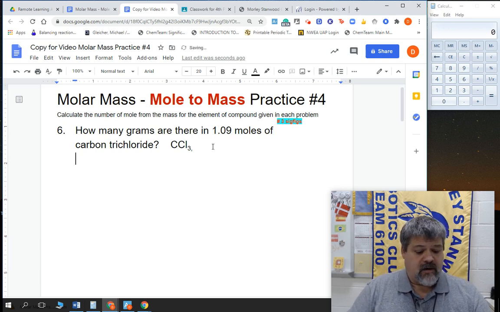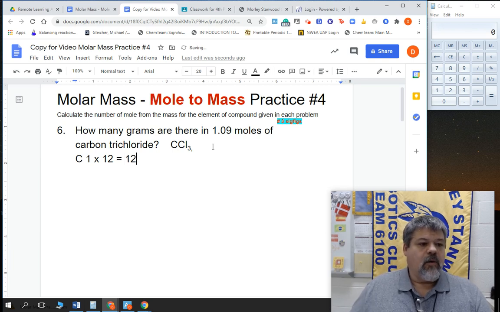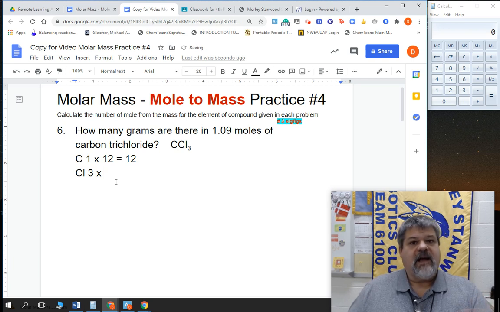So we're going to go ahead and put down our carbon, and we know that we have 1 of them. Okay, and we're going to multiply that by 12, and that's going to equal 12. Why 12? Well, 12 is the molar mass of carbon. So we do the same thing with our chlorine, but in this case, instead of having 1, we have 3. So we're going to go ahead and put a 3, and we're going to multiply that by, I think it's 35. Okay, so we'll double check.